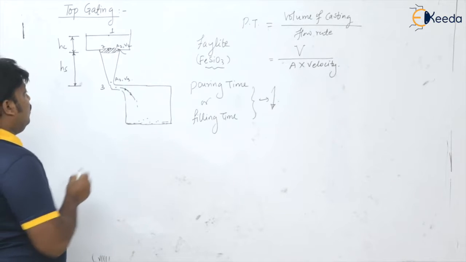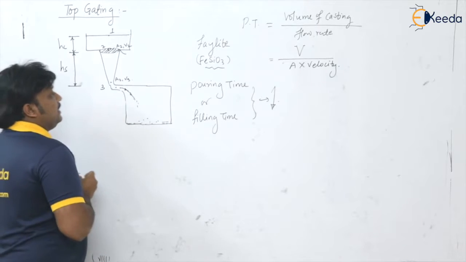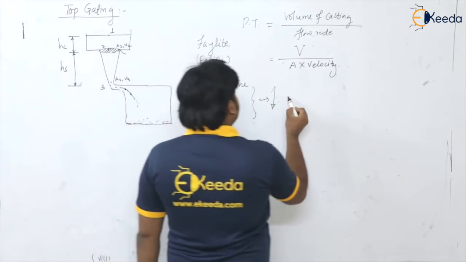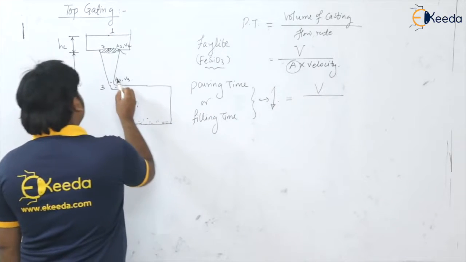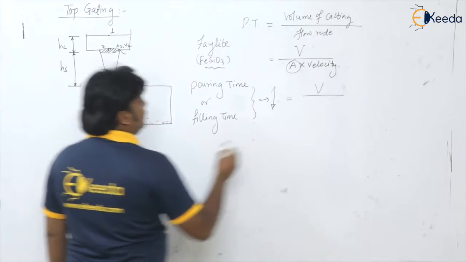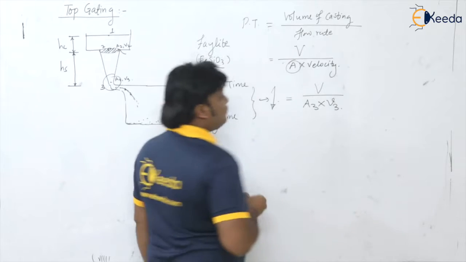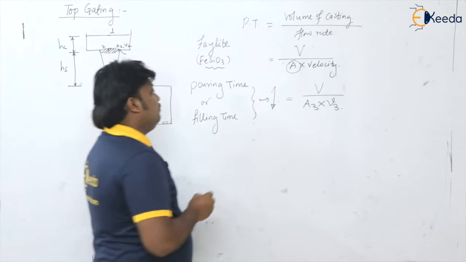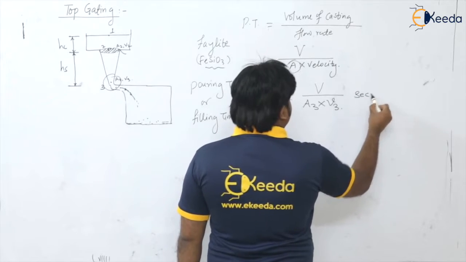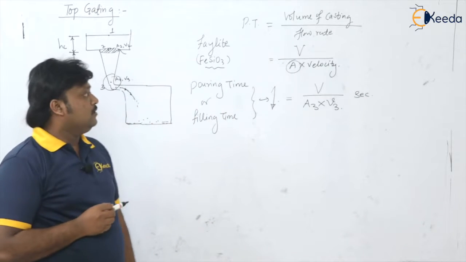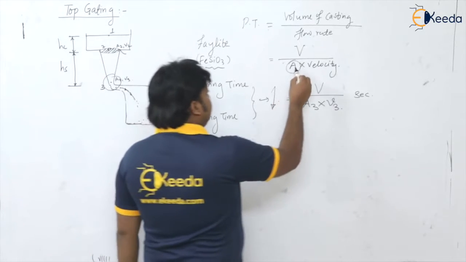Okay, so if we take the velocity with which the molten metal is entering the mold cavity, the pouring time can be written as the volume divided by area, generally taken at the bottom of the sprue base, A3, into velocity V3. This is how we can measure the pouring time, in seconds. Understood? One more thing comes into the picture here about this area.